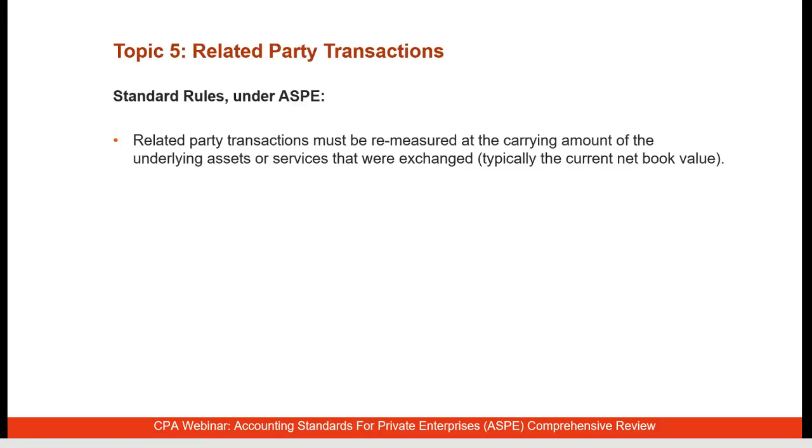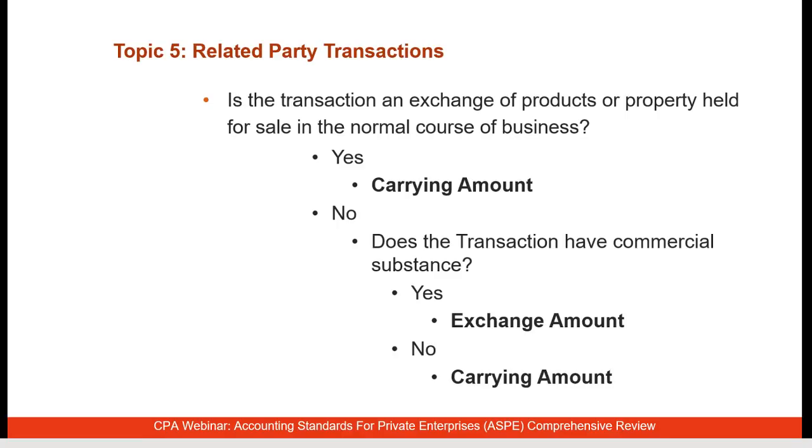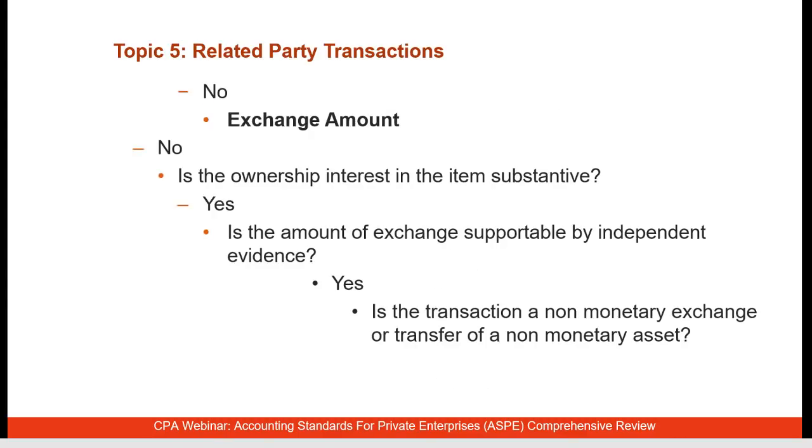So standard rules under ASPE: related party transactions must be measured at the carrying amount of the underlying assets or services that were exchanged, typically the current book value. Use this decision guide. Is the transaction in the normal course of operations? Yes. Is the transaction a non-monetary exchange or transfer of a non-monetary asset? Yes. Is the transaction an exchange of products or property held for sale in the normal course of business? Yes, then carrying amount. If no, does the transaction have commercial substance? Yes, then it's exchange amount. If no, then it's carrying amount.